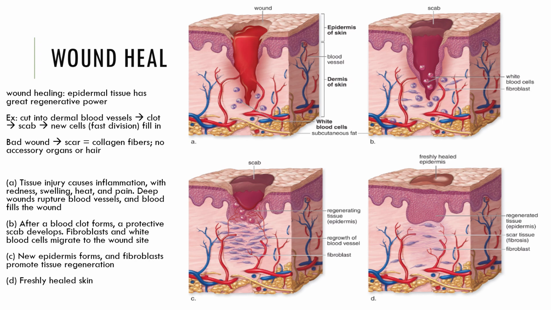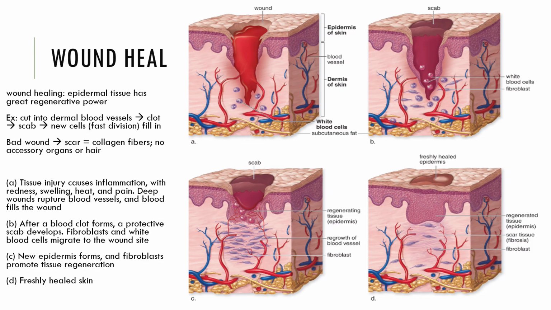So next I want to talk about wound healing. In wound healing, the epidermal tissue has great regenerative power. So let's talk about how healing occurs. The tissue injury causes inflammation. So inflammation with redness, swelling, heat and pain.